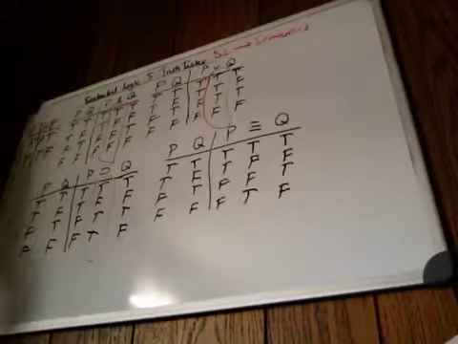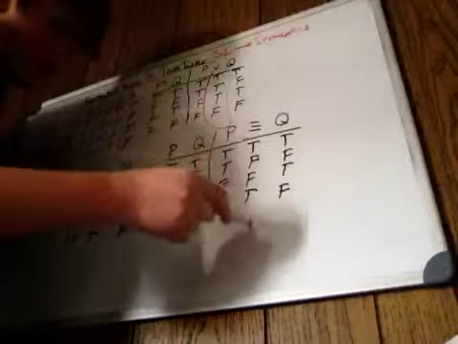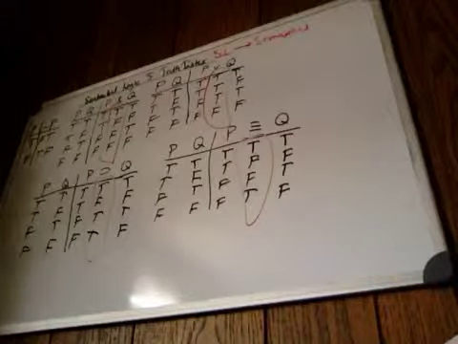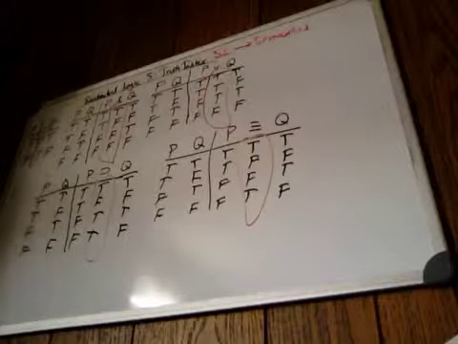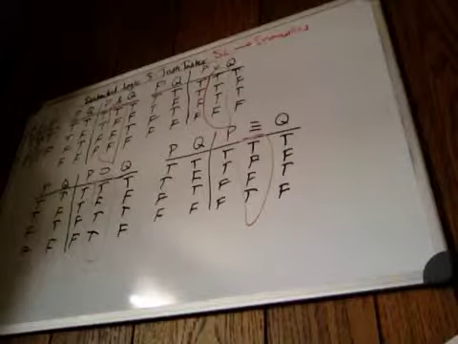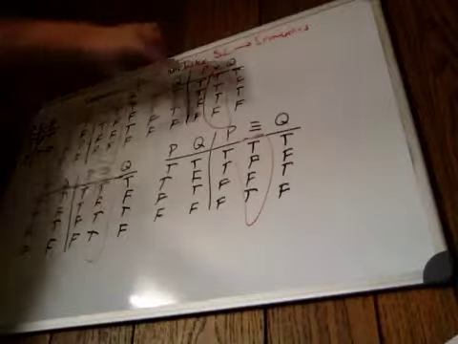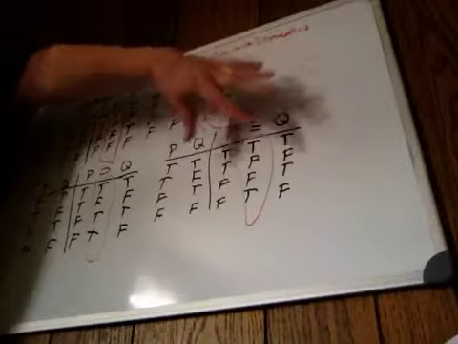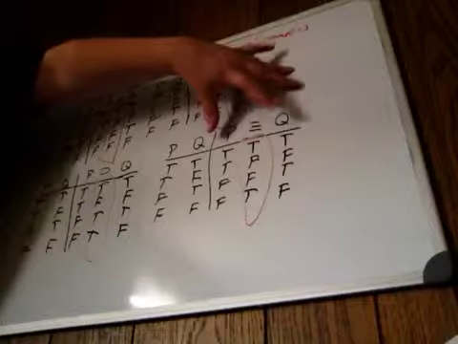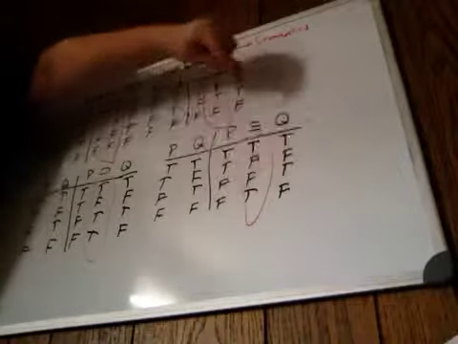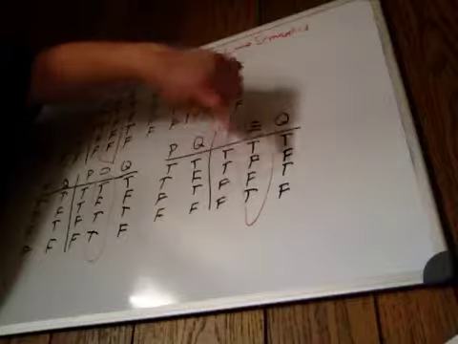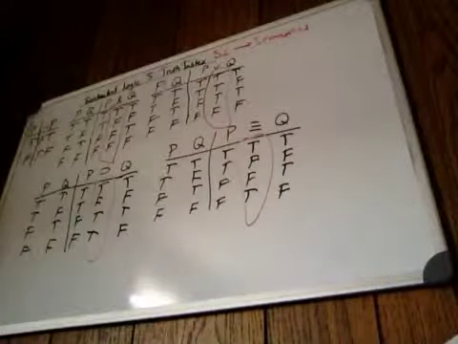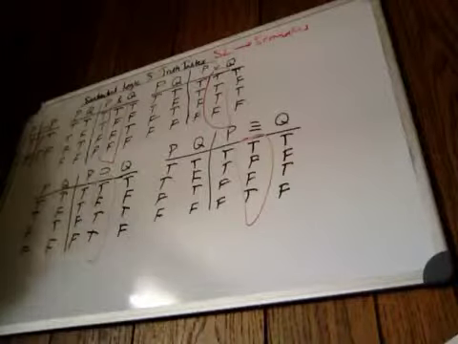Okay, on to the triple bar. Again, this is what matters. The only time in a triple bar that the whole thing is true is when both sides are the same. So T and T, T. F and F, T. However, T and F, F. F and T, F. Because if they're both T or both F, then the whole thing is true. These are just the basic things that you have to know.